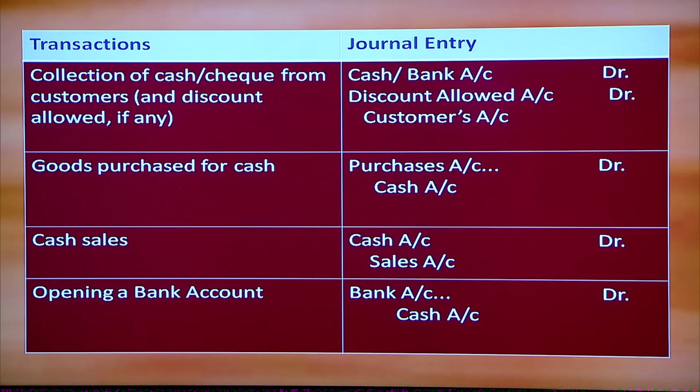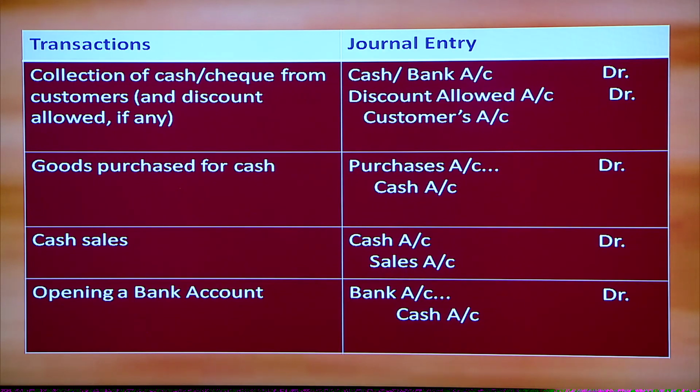Collection of cash from customers. Cash account debit to customers account. Collection of check from customers. Bank account debit to customers account. And if discount is allowed, then discount being an expense is debited. So, cash account debit or bank account debit, discount allowed account debit to customers account.